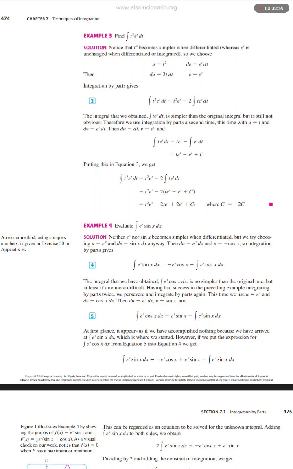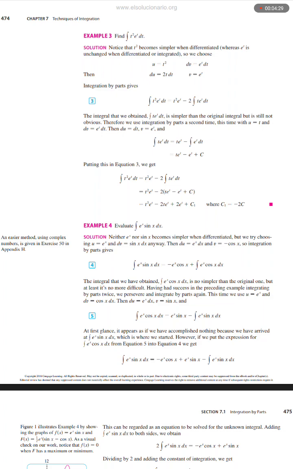Then du equals dt, v equals e to the power t, and the integral of t e to the power t dt equals t e to the power t minus the integral of e to the power t dt equals t e to the power t minus e to the power t plus big C.